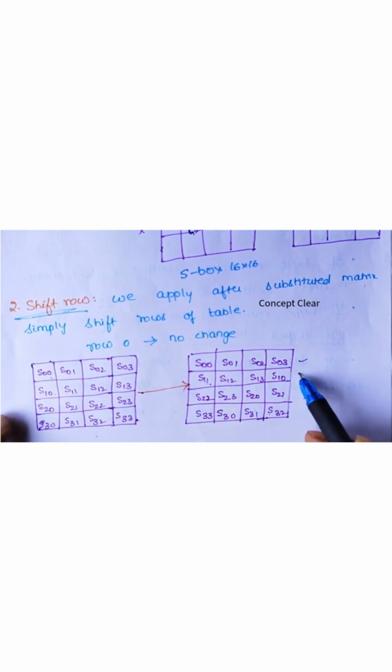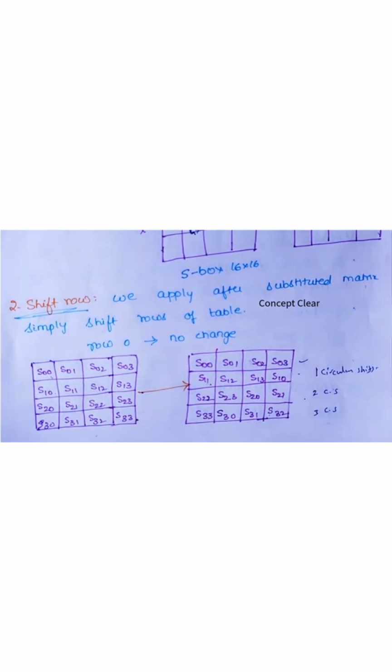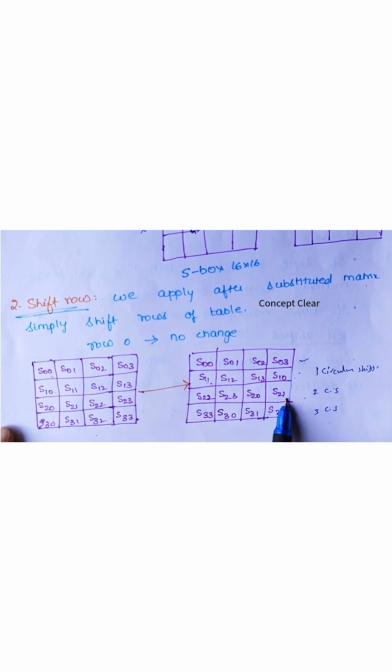Here in the first row we are shifting one circular shift, here two circular shifts, and here three circular shifts. Okay, here S10 is shifting means what? Circular means again that we have to move it to the right side, and here two circular shifts. S20, S21 is shifted to the right side. So S22 came first, S23, and here S20, S21. Okay, here three circular shifts means the first three cells will be shifted. So S33 is coming first, and the remaining S30, S31, S32. Okay, this is about the shift row operation.